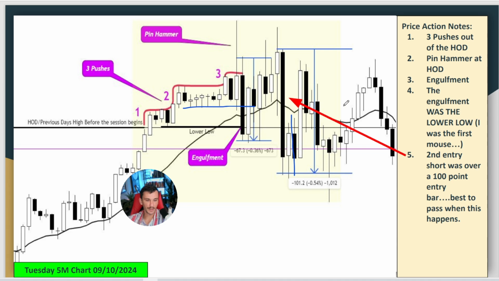But let's just talk about the price action on this one. 3 pushed it outside of the high of the day. You get the pin hammer at the high of the day, which was this bar here.